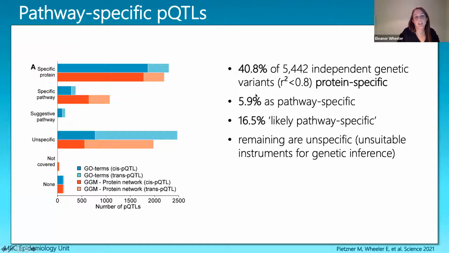And what you can see is that over 40% of the almost 5,500 independent genetic variants were actually protein specific, and almost 6% were pathway specific. And there were a number that were likely pathway specific, but there were also a large proportion that were actually unspecific. And what this figure shows is that largely the cis variants, these darker ones, were generally protein specific, whereas the trans variants were largely unspecific.